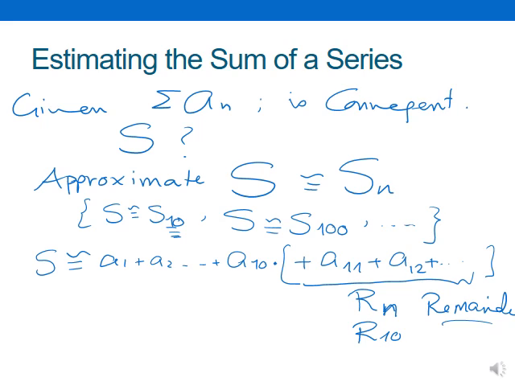Got the idea? So in general, if S is approximated by Sn, my remainder term in general will be the terms that have been neglected, which will be the terms a(n+1), a(n+2), and so on, up to infinity. So the main idea now is how to find a bound for these error terms.